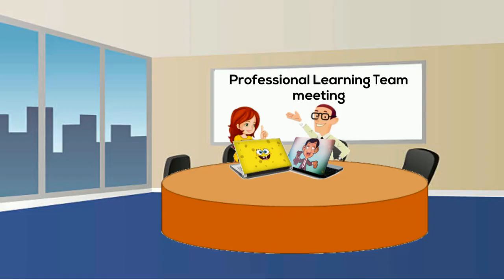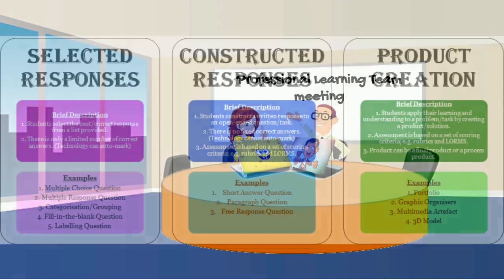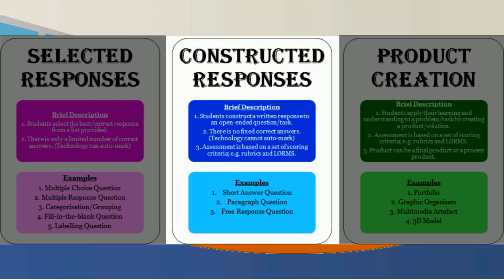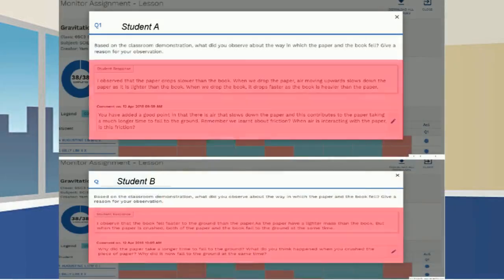What about the constructed response tasks? How can technology be used for gathering responses from these tasks? For constructed response tasks, examples include short answer, paragraph, and free response questions. In this science activity, students observed an experiment and applied their understanding of the concept of gravitational force to explain what they saw. First, the teacher used the free response question in SLS to capture students' explanations.